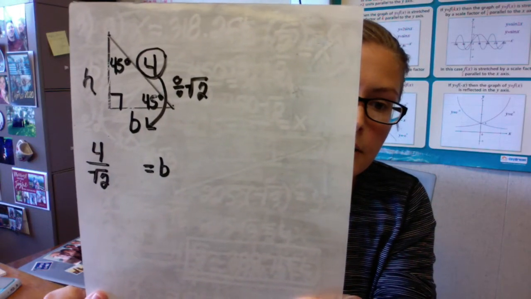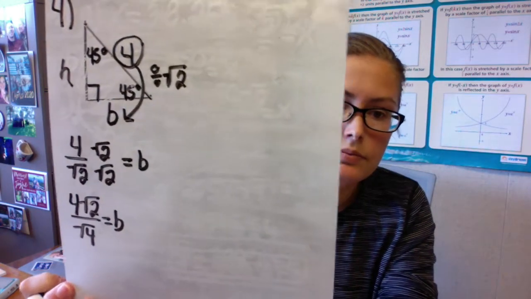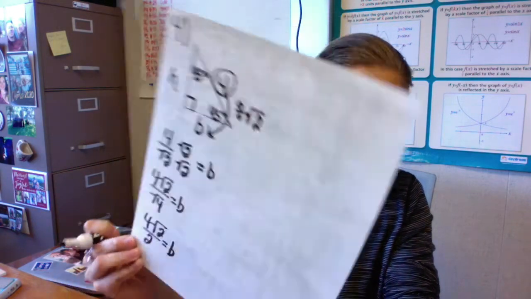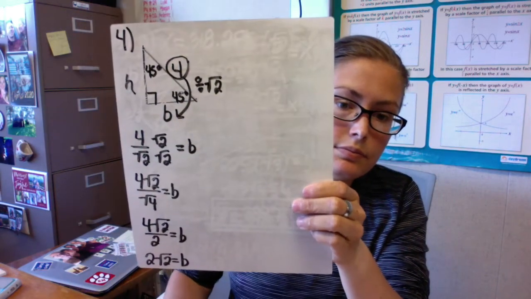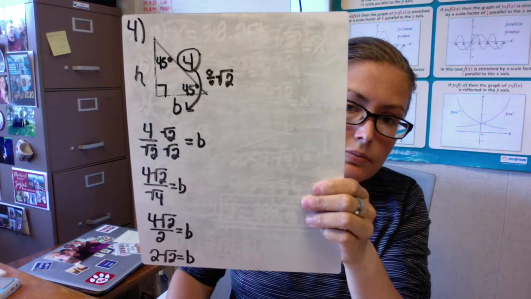You need to multiply the top and bottom by radical 2. Four radical 2 divided by radical 4 is equal to B. Four radical 2 divided by 2 is equal to B. So 2 radical 2 is equal to B. It's also equal to H.